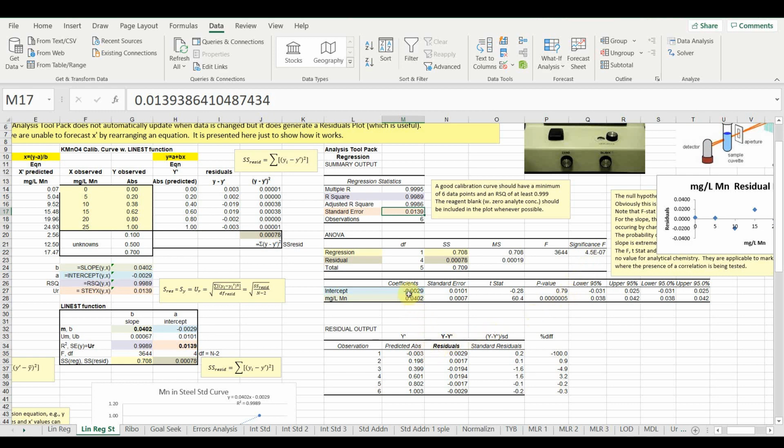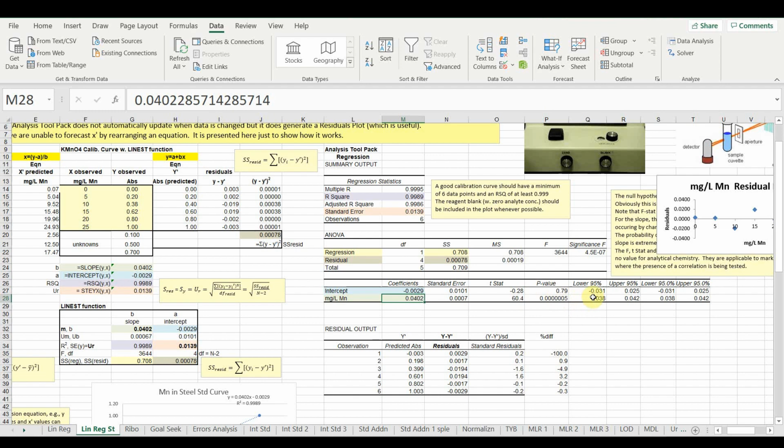Here is the intercept. This is the slope of the relationship. Here are the standard errors as we determined down here as well. 00067, 0101, these are the same values. And again, a t-stat, probability values. Here again, the null hypothesis is being evaluated. We have no direct use for this.